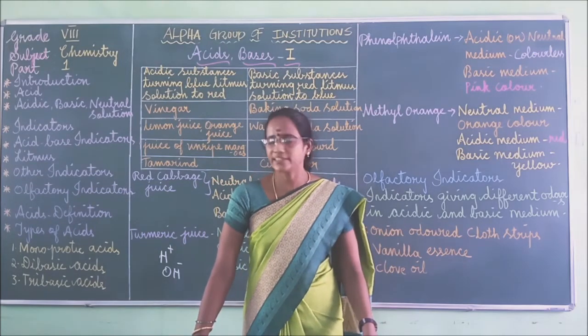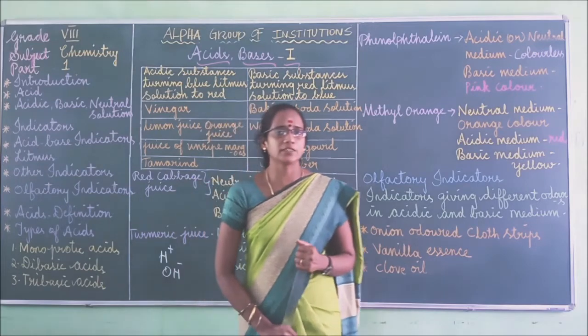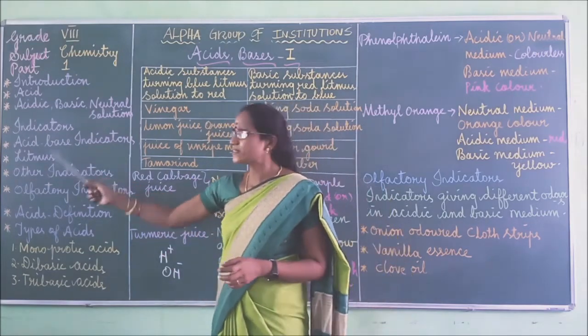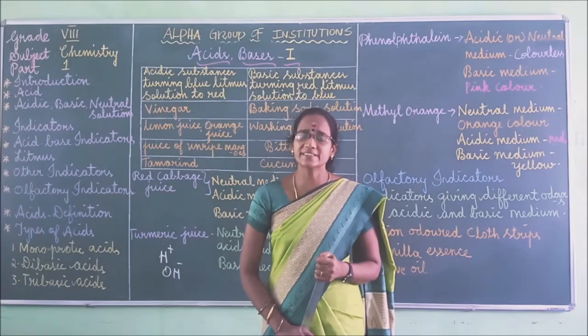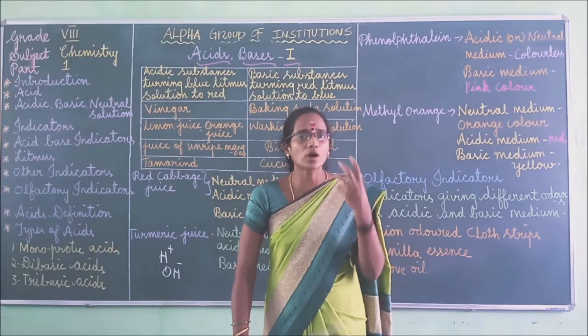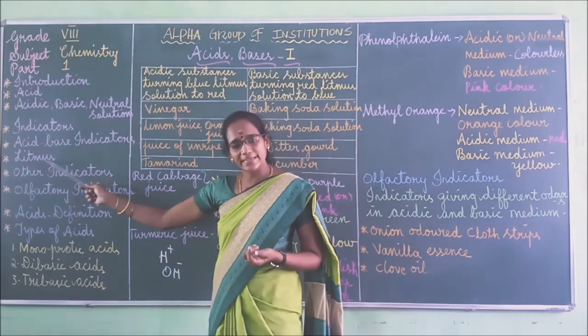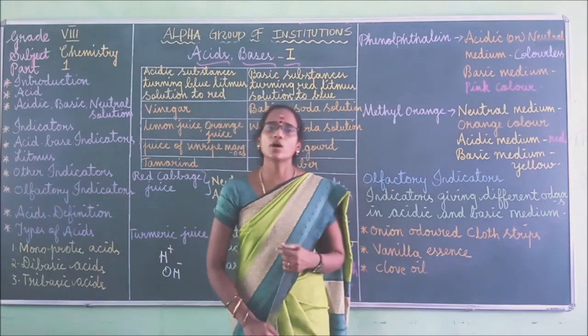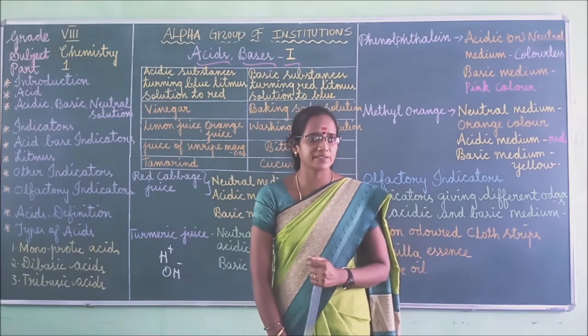Got it? Right. So next one is about litmus indicator. This litmus indicator is a naturally obtained dye. It is a water soluble dye. This litmus is an indicator. It is a water soluble dye extracted from lichens.